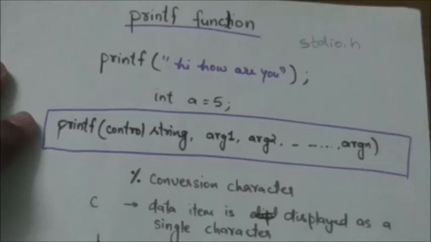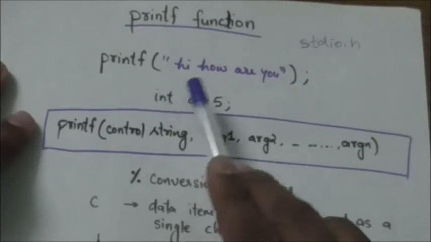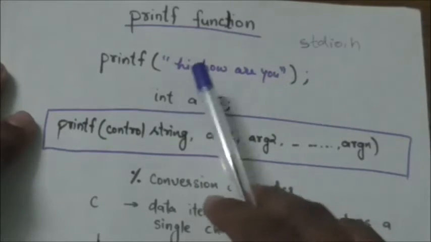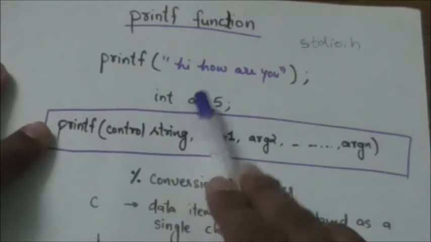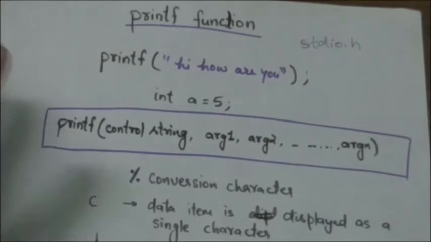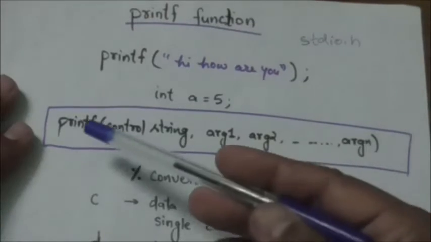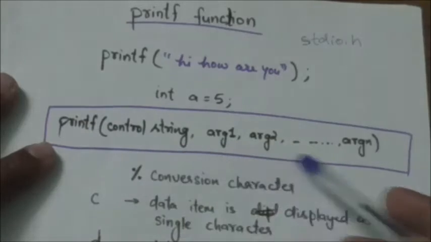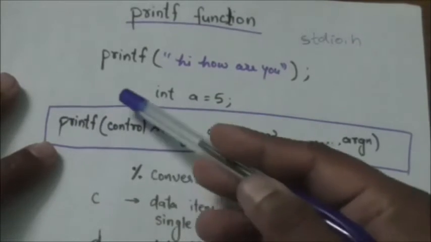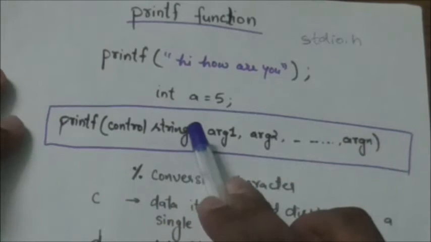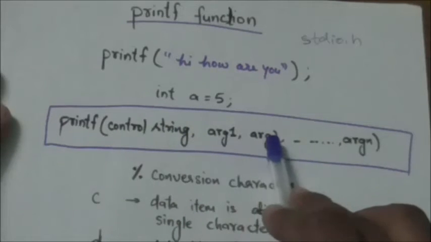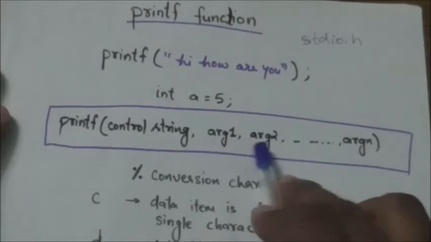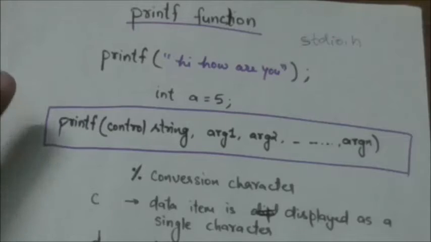on the output screen. Now suppose there is an integer variable a and its value is 5. Now I want to print the value of this variable on the output screen. For that purpose I can use the printf function, and in this case it will be in this form. I'll write printf, and in parentheses there will be a control string, comma, then argument 1, argument 2, and so on up to argument n, and these arguments are also separated by commas.